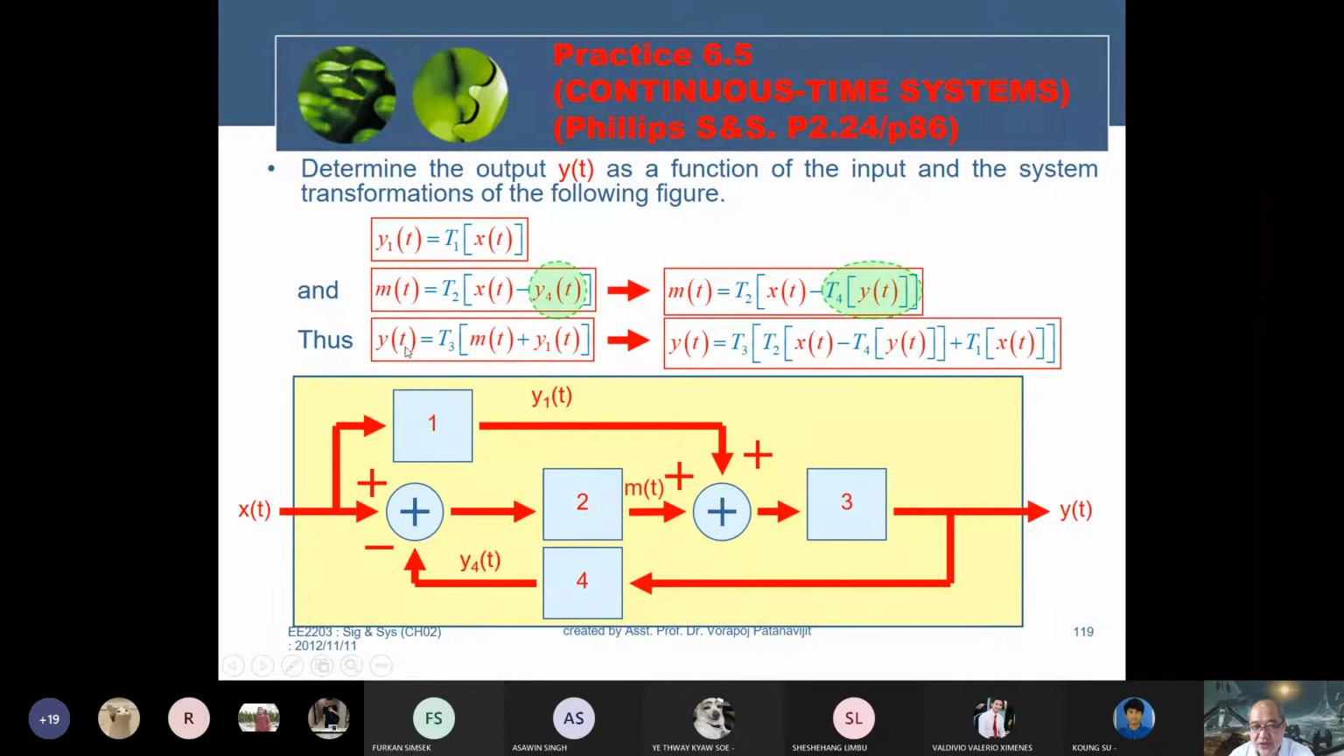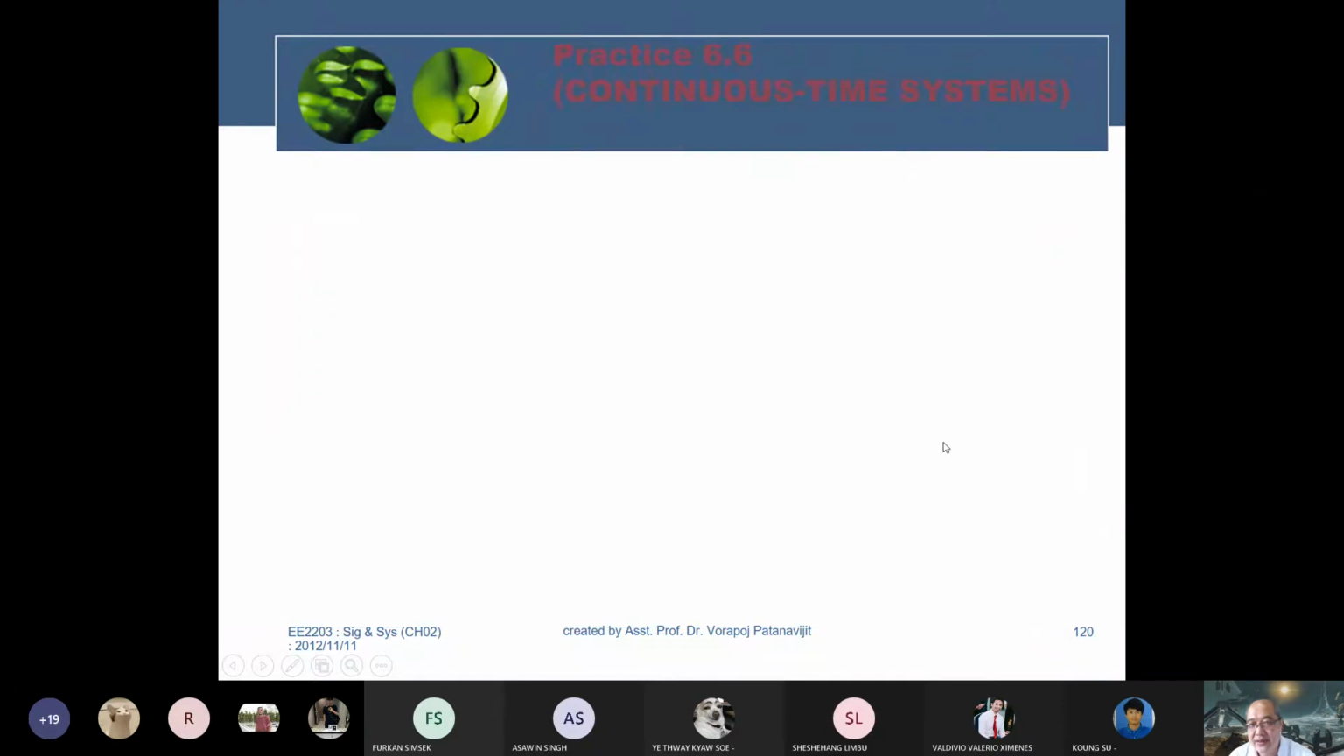For this case, we can write y in terms of m and y1. You can see that y is the addition of the process T3 applied to m, and y1. After that, you substitute m from the previous equation into here. Now you can see that this equation relates the input and the output. Because it has a feedback part, the output depends on the input and on itself.